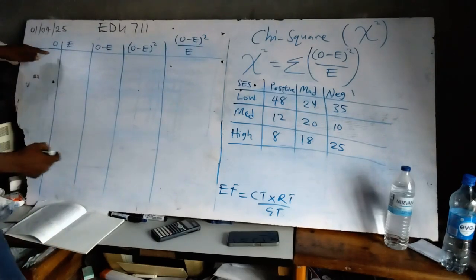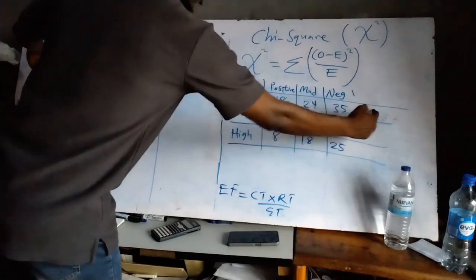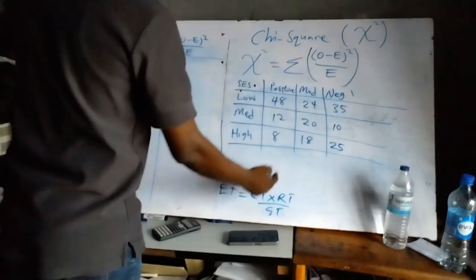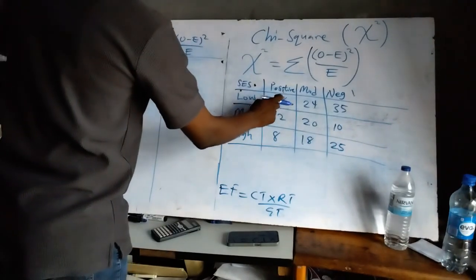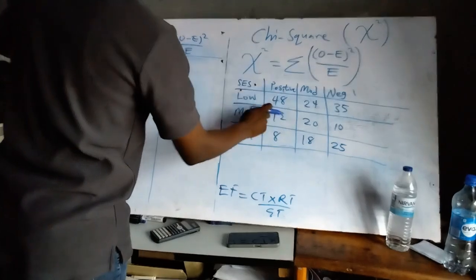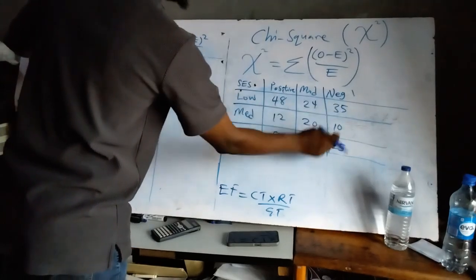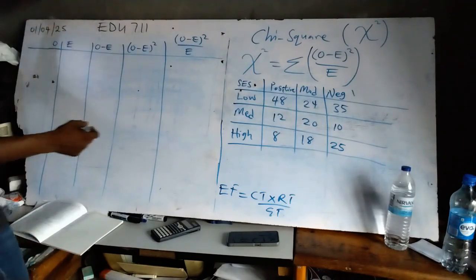So for our observed, let's start listing them. We can list them in whatever form. You can list them by row, or you can list them following the column. So I can say this, then this, then this, or this. I can use whatever format. So we all arrive at the same answer.